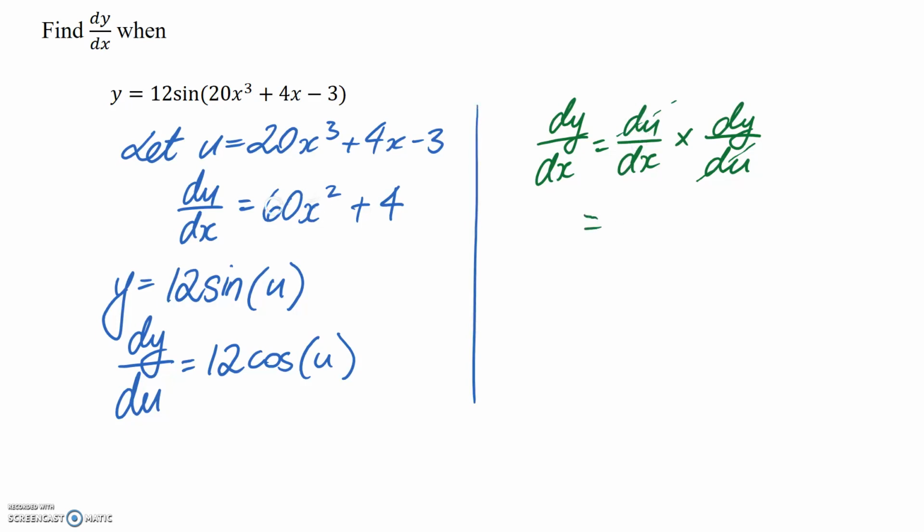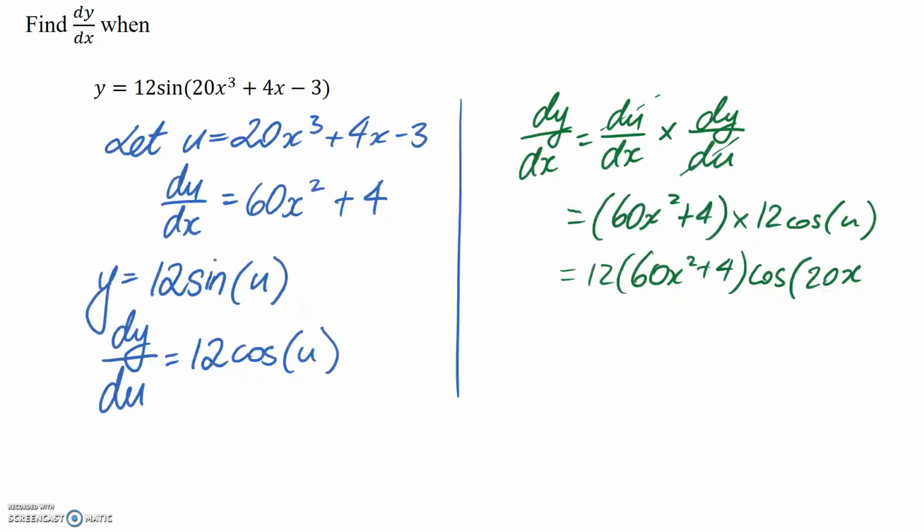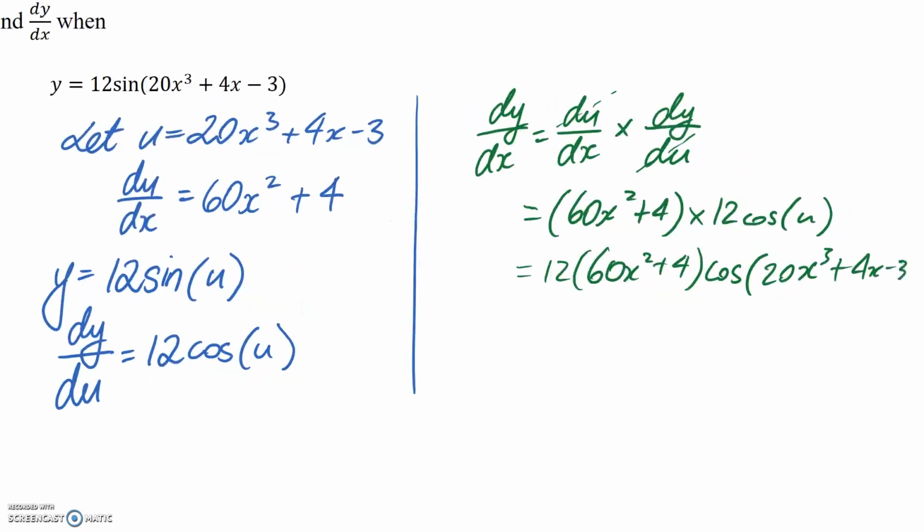So du dx was equal to this, and this is equal to this. Alright, so to conclude the question, we want to make it look a little bit nicer, so I might bring this 12 out the front. And then rather than having this random variable u that we've introduced, we can substitute it back to be in terms of x, which is what we started with. So change it back to 20x cubed plus 4x minus 3. So that there is the answer to the question, and of course if you're keen you could do a little bit more factorizing in there, but I'm not going to bother.